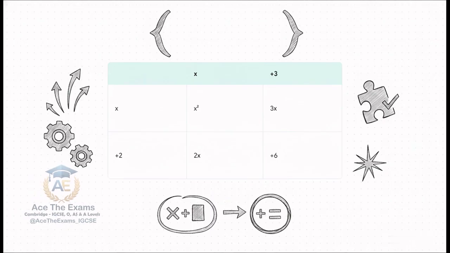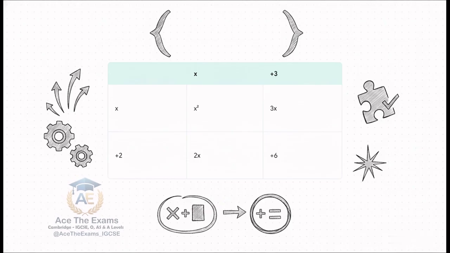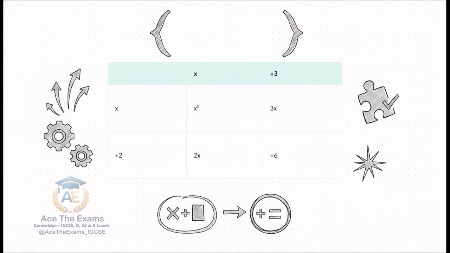Let's say we need to factorize x squared plus 5x plus 6. We know it originally came from two brackets multiplied together. So in our grid, we place our x squared in the top left box and our constant, the positive 6, in the bottom right box. Well, what multiplies to make x squared? Just x and x. Easy. Now here's the real puzzle.